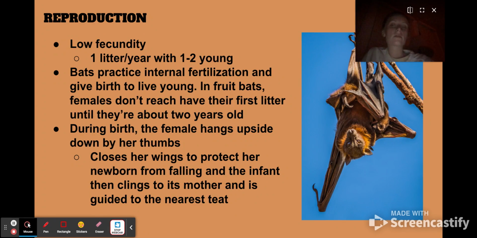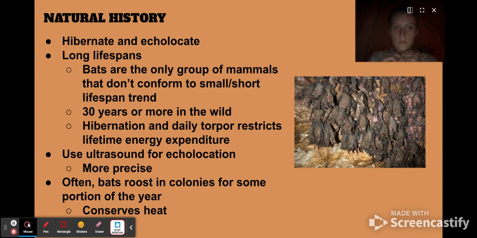And in fruit bats, females don't usually have their first litter until they're about 2 years old. Another fun fact: during birth, the female hangs upside down by her thumbs and then closes her wings to protect her newborn from falling, which is really such an interesting thing to think about. And then the infant clings to its mother and is guided to the nearest teat because they nurse, as they're mammals, which is just so weird because they are the only flying mammal.